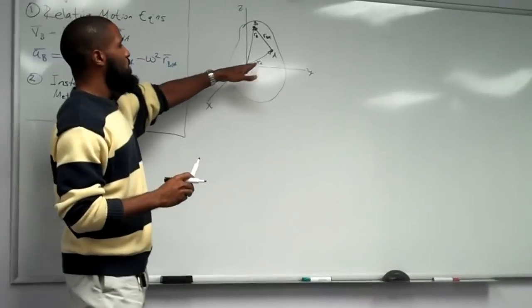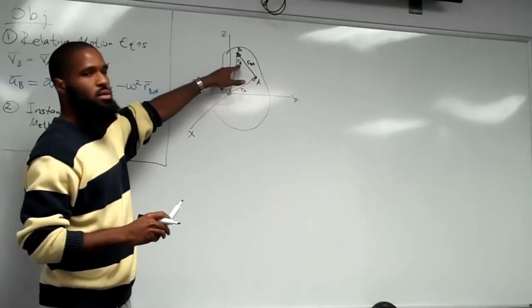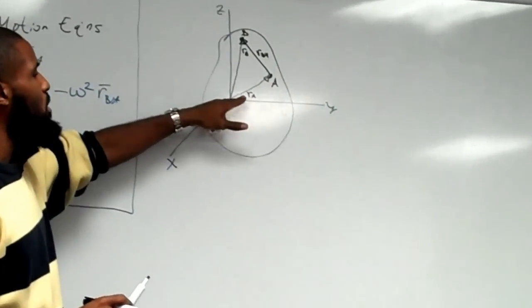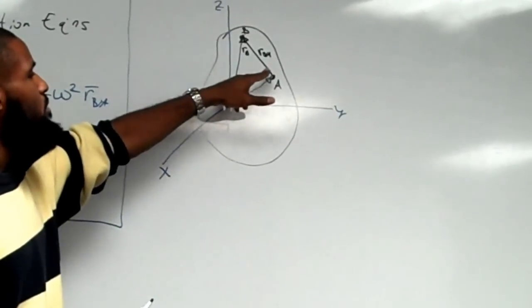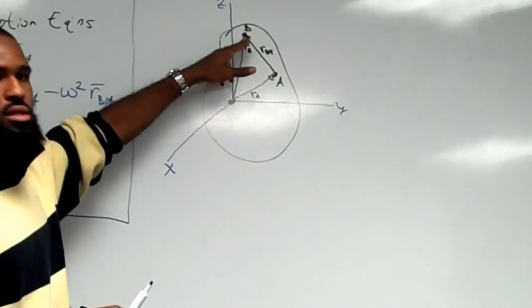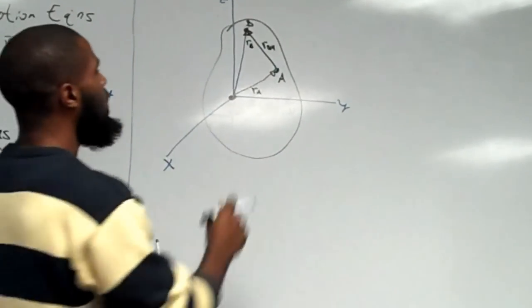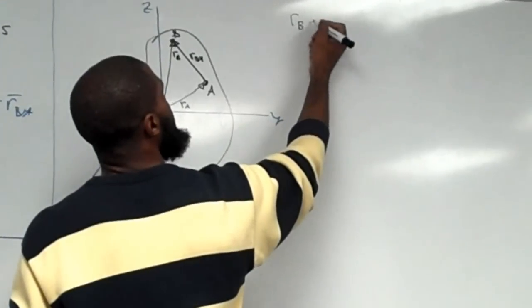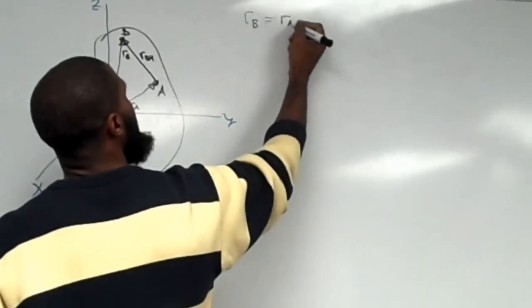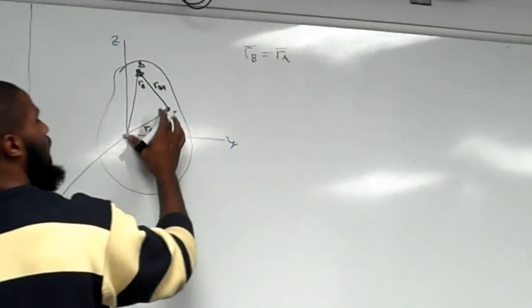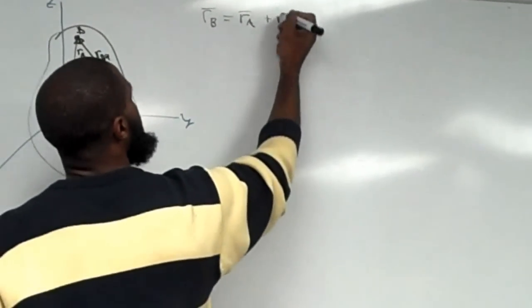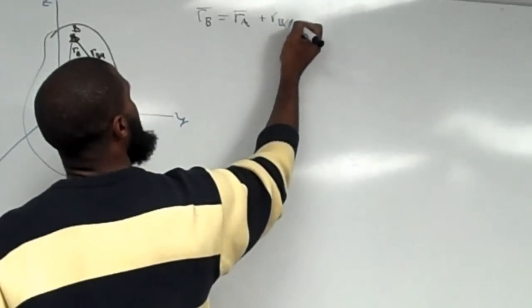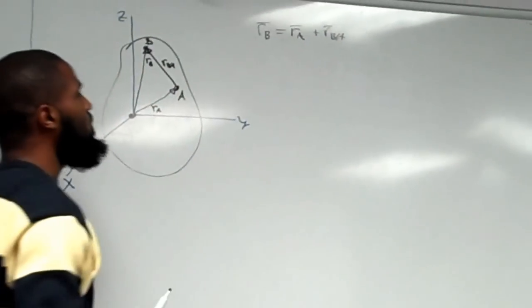So, if I were to use vector addition to find the position of B, let's say all I know is the position of A, and I can measure from geometry the position vector from A to B. Basically, the position vector to B is equal to the position vector to A plus this relative position from A to B, or B from A.